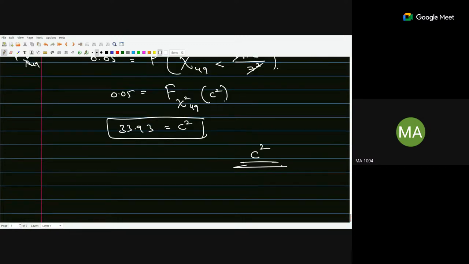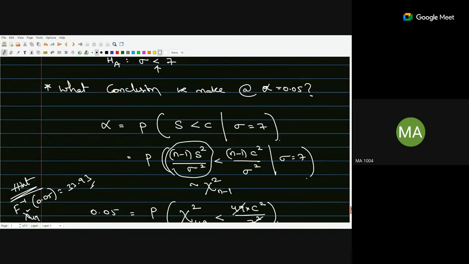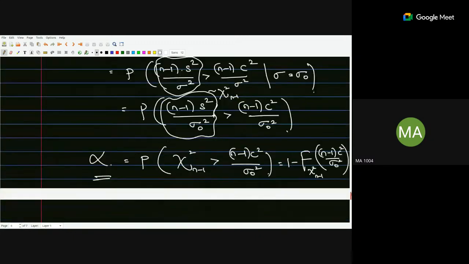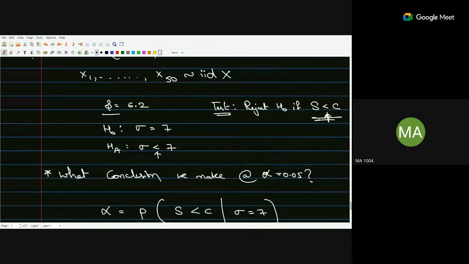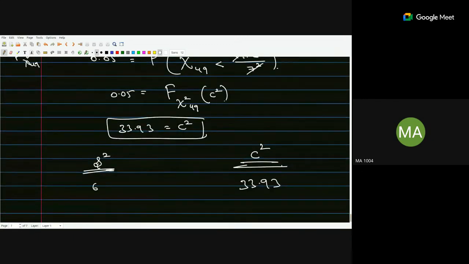So either you take the square root of this and get the C value, or you just compare it with S square. Okay, so this is 33.93. And S is known to us, it is given to be 6.2. So if I square 6.2, what will I get? This is 6.2 square, 38.44. At least you are guaranteed that it is greater than 36, at least.